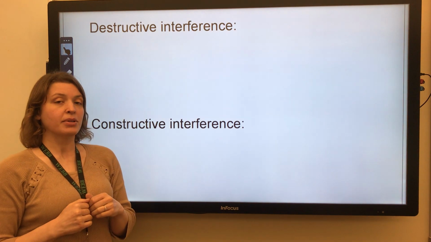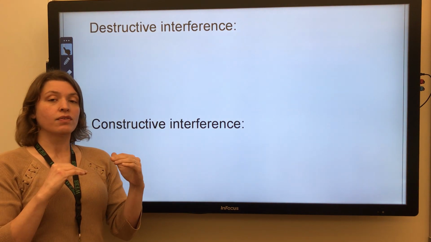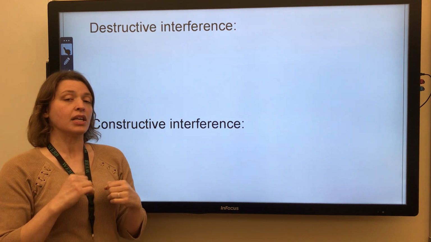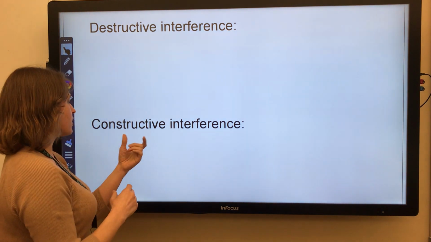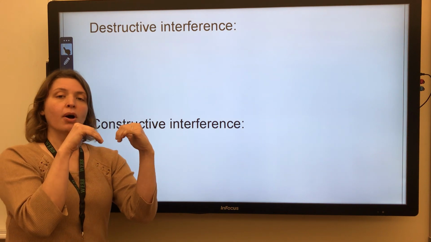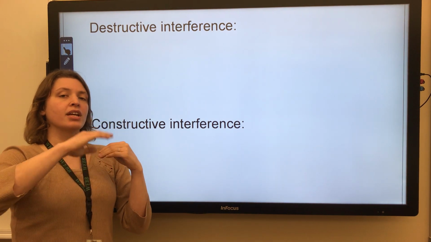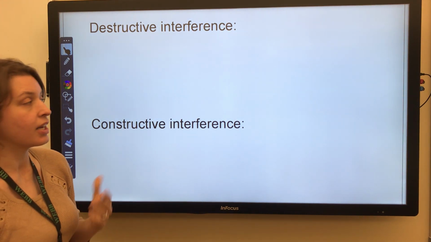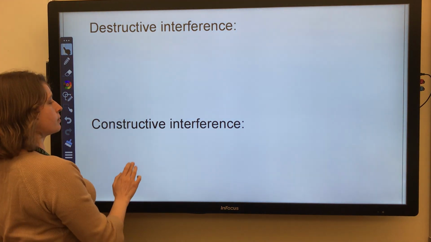Constructive interference happens when the two waves overlap in such a way that the resulting amplitude is greater than either of the individual waves. So for example, if I have two wave pulses that are in the positive direction and they overlap, you're going to get a bigger amplitude overall when they are interfering with one another.